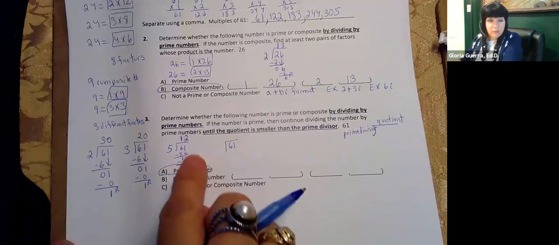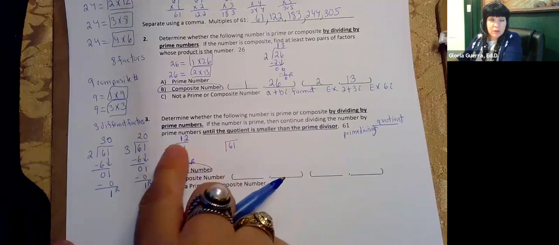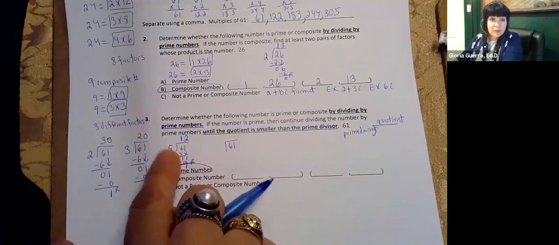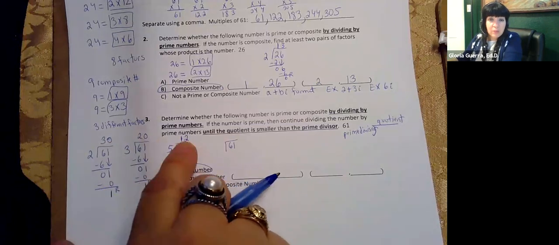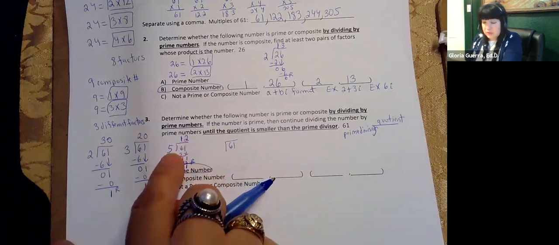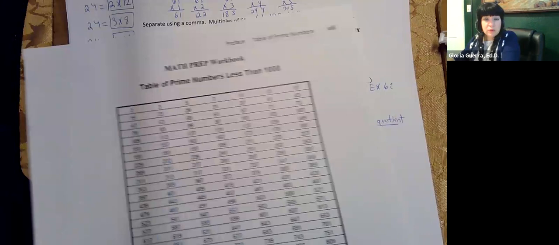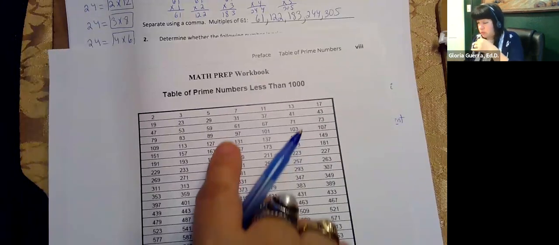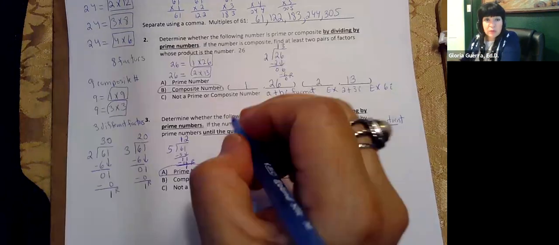That's why we think this is prime, but you want to keep going until this quotient is smaller than that. So the good thing is the quotient, see, is decreasing. That's a good thing, but you want to keep going till the quotient is smaller than the prime divisor. So let's keep going. And you can only use prime numbers. So after 5 is 7. You only want to use prime numbers. So these are prime numbers. You're using prime numbers, okay?